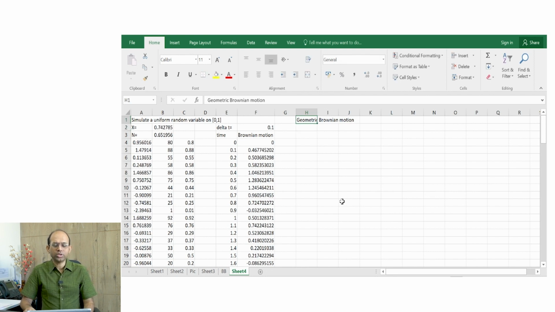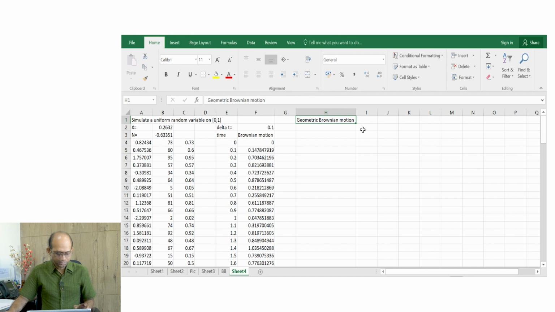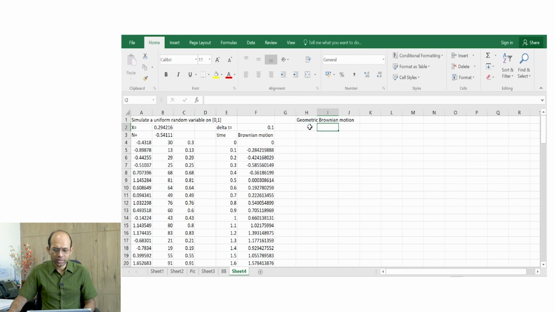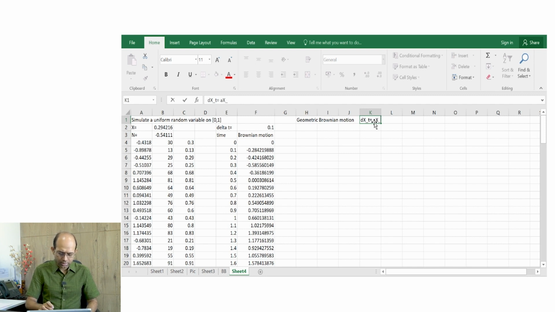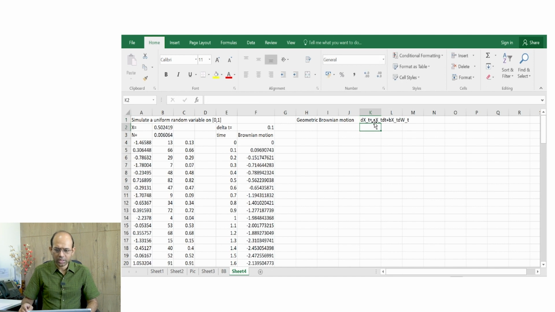Geometric Brownian motion satisfies the following stochastic differential equation: dXt is equal to a times Xt dt plus b times Xt dWt. Correct. So that is the stochastic differential equation for geometric Brownian motion.